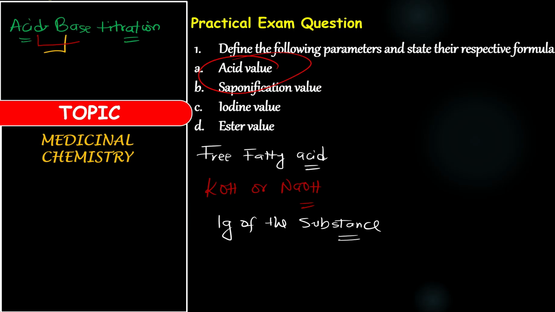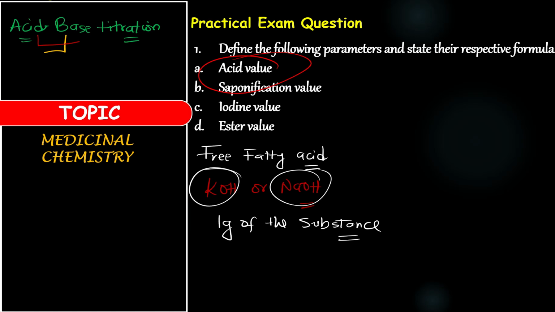The acid value is a measure of the amount of free acid or free fatty acid present in a substance. And how do you quantify it? I told you that if you want to quantify an acid, use a base to quantify it. So we use a base, either KOH or sodium hydroxide, to quantify it by acid-base titration. How is it expressed? It is usually expressed as milligrams of KOH or sodium hydroxide that is required to neutralize 1 gram of a substance. Are you getting it now?